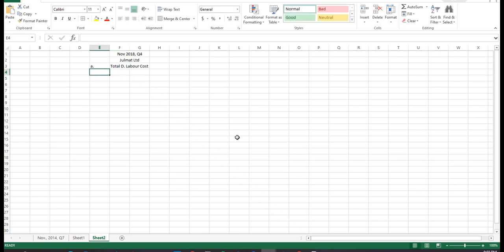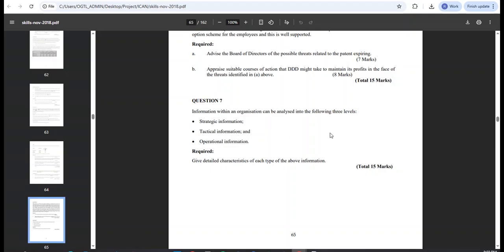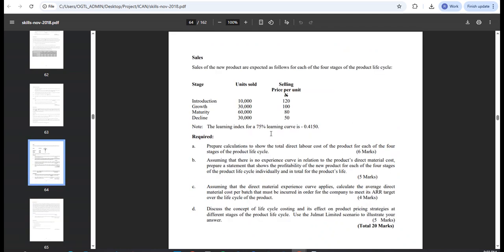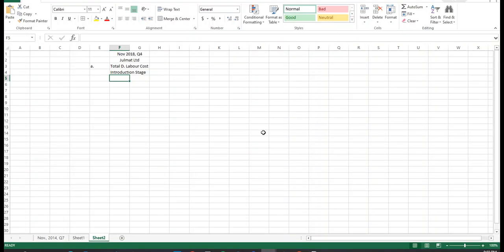So the first stage we have is what? Introduction stage. Production. Now, at the introduction stage, how many do we have? We have 10,000 units. So if we have 10,000 units, what will that be? Don't forget, since we don't have it in multiples of 2, what are we supposed to use? Are we using the tabular method or the formula method? Formula method.